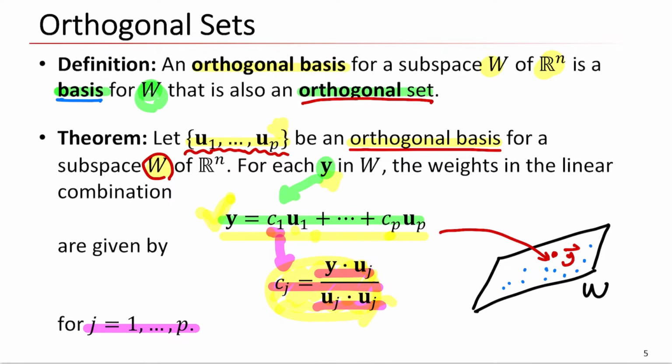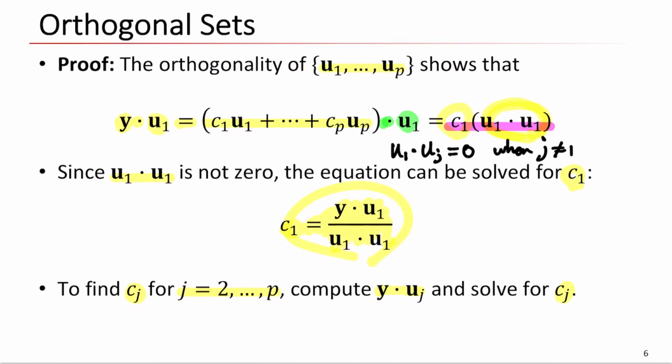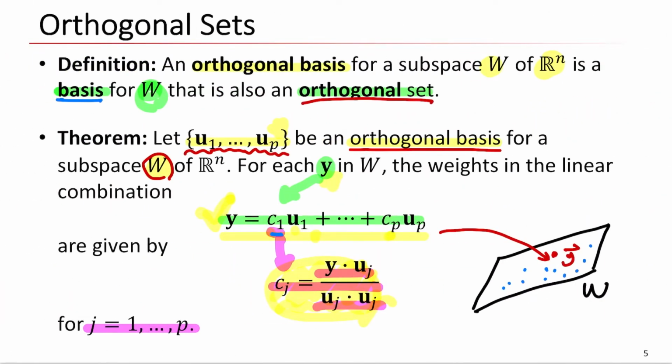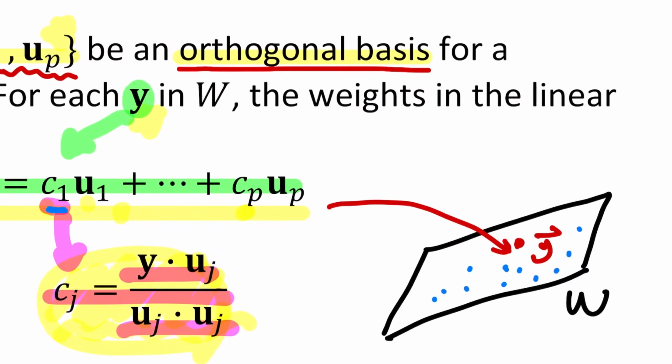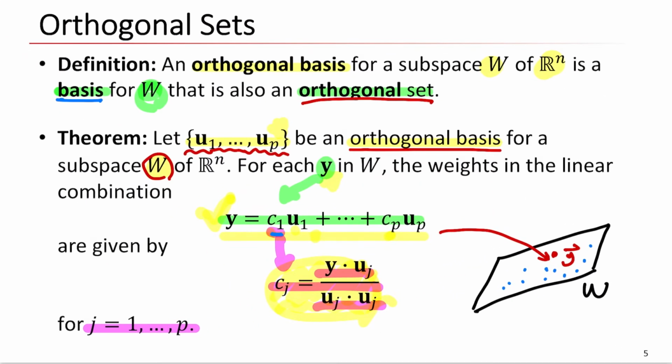So naturally, this vector y also can be represented by the linear combination of u1 through up, right? So in this case, what is c1? Here we can derive this term, so c1 is equal to y inner product u1 over u1 inner product u1, right? So this is the theorem for an arbitrary vector y with the orthogonal basis.